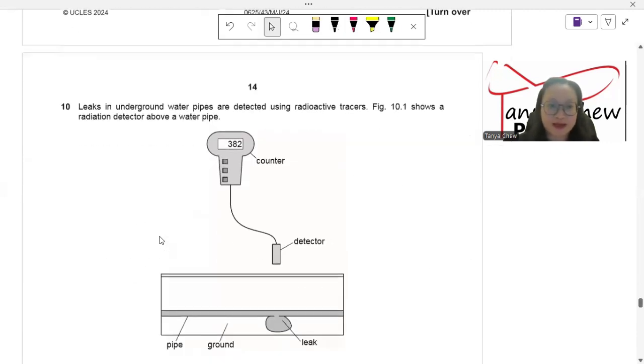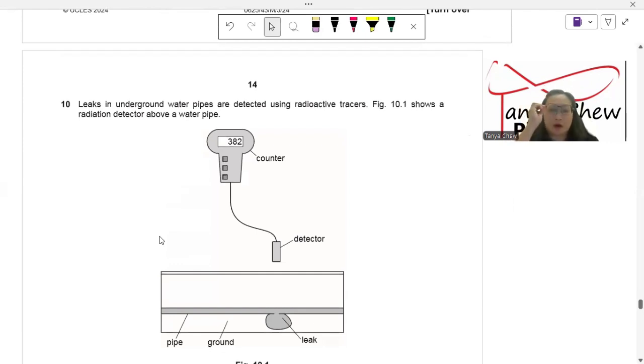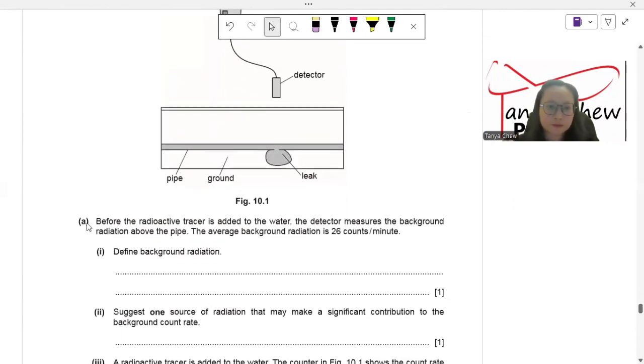Now, question number 10. Leaks in underground water pipes are detected using radioactive tracers. Fig 10.1 shows a radiation detector above a water pipe. A. Before the radioactive tracer is added to the water, the detector measures the background radiation above the pipe. The average background radiation is 26 counts per minute.